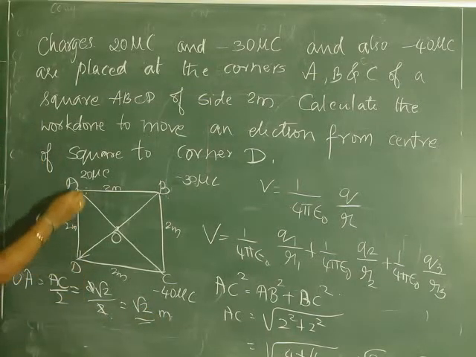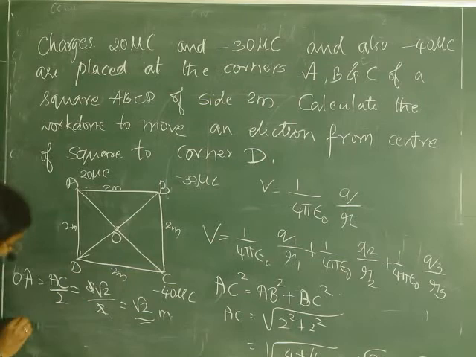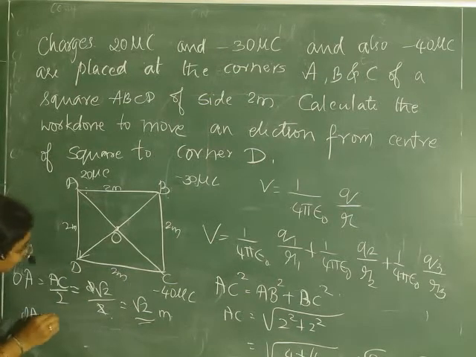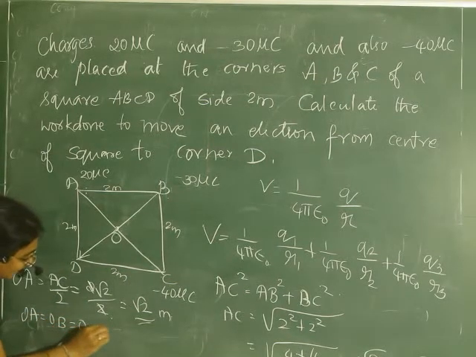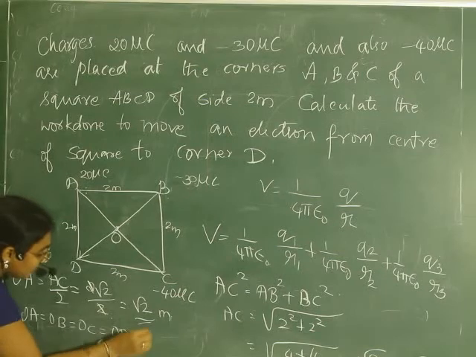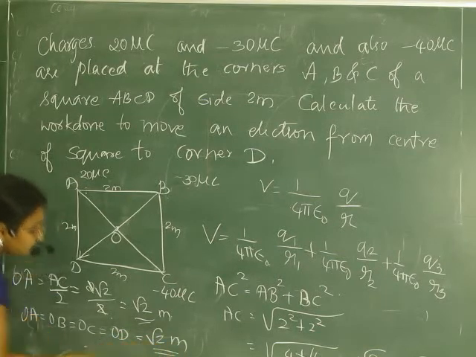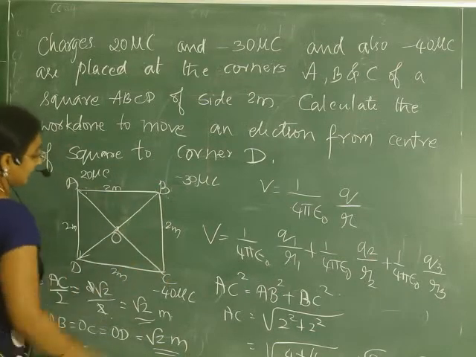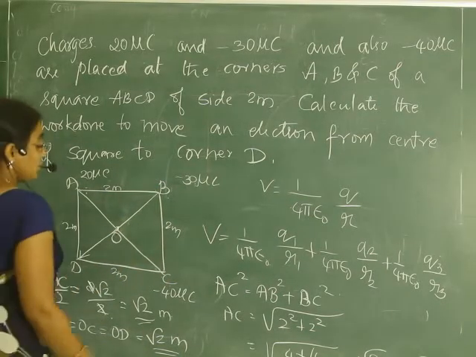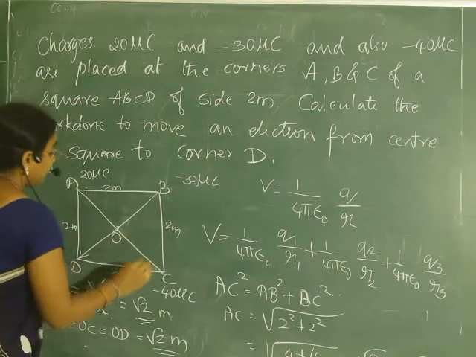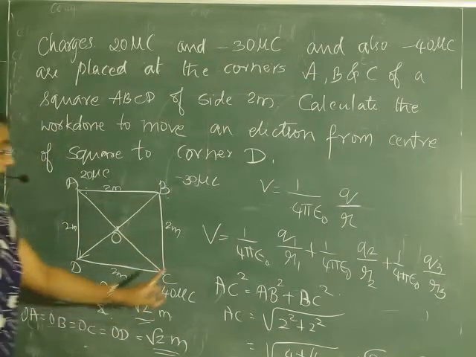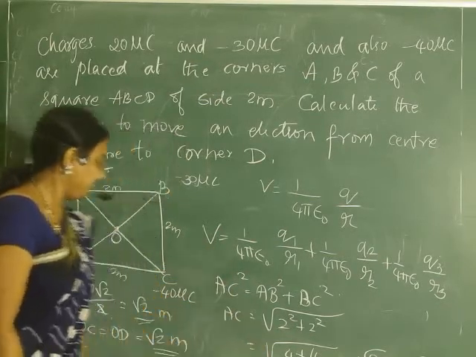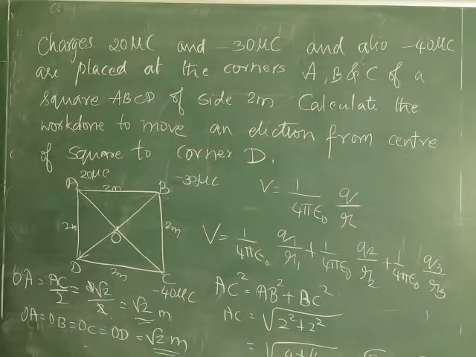Also, since it is a square, I can say OA is equal to OB is equal to OC is equal to OD is equal to root 2 meter. What we have done, we have taken this one as a right angle triangle since it is a square. So use the Pythagoras theorem and you can find out the value of AC. AC is equal to 2 root 2.